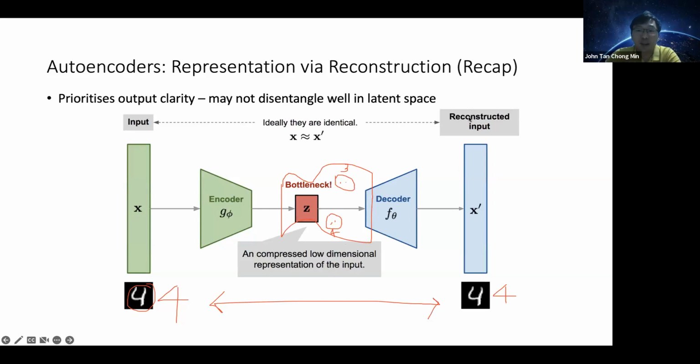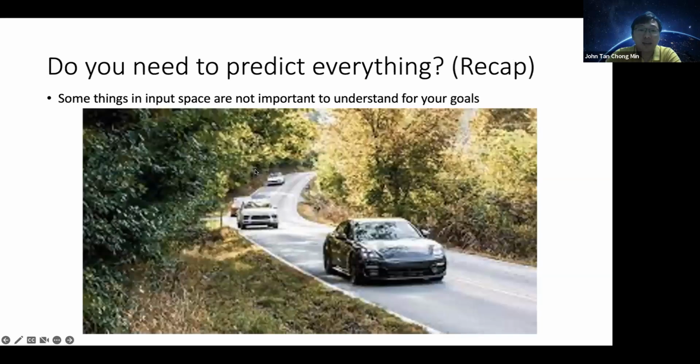So then we talked about how we could do better. And perhaps you don't have to predict everything in the input space. Like for driving, you don't have to predict the leaves moving on the trees because it doesn't affect how you drive well. What you should predict is how the other cars move, whether there's any pedestrians walking or not. But how do we tell the model what is important to predict?